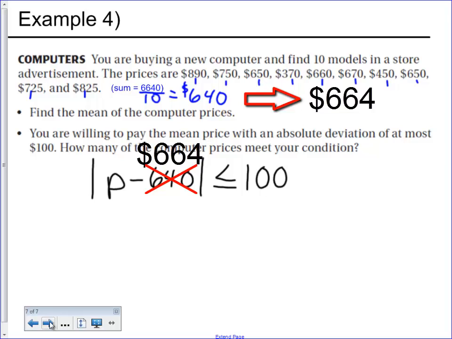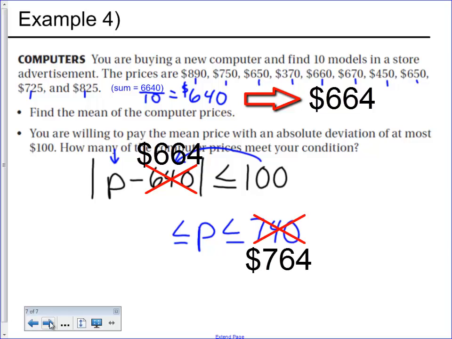And the shortcut to solving this is to ask ourselves what price, P, is within $100 of the mean price. That means $100 over or $100 under. So the quick and easy way to solve your price question here is to do the maximum side, which would be the mean plus 100, and your minimum side, which is the mean minus 100. And that is the range of acceptable values.